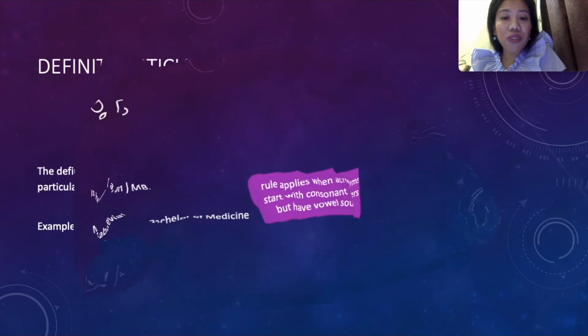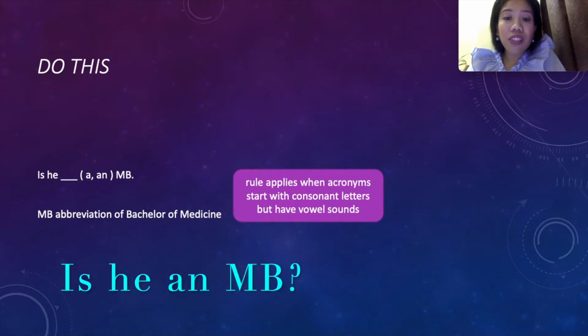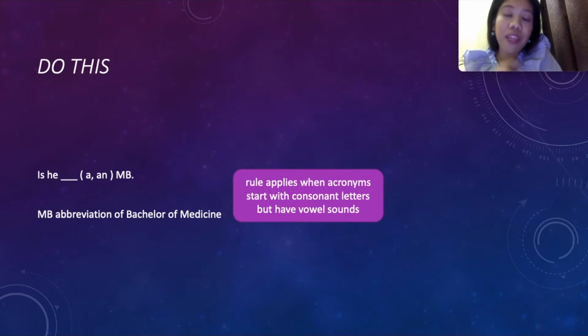So the answer is an MB. An, because the sound of the consonant letter M, because we are going to say M as an abbreviation, and the beginning sound is an eh sound, MB. So it's a vowel sound. That's why we are going to use an MB.